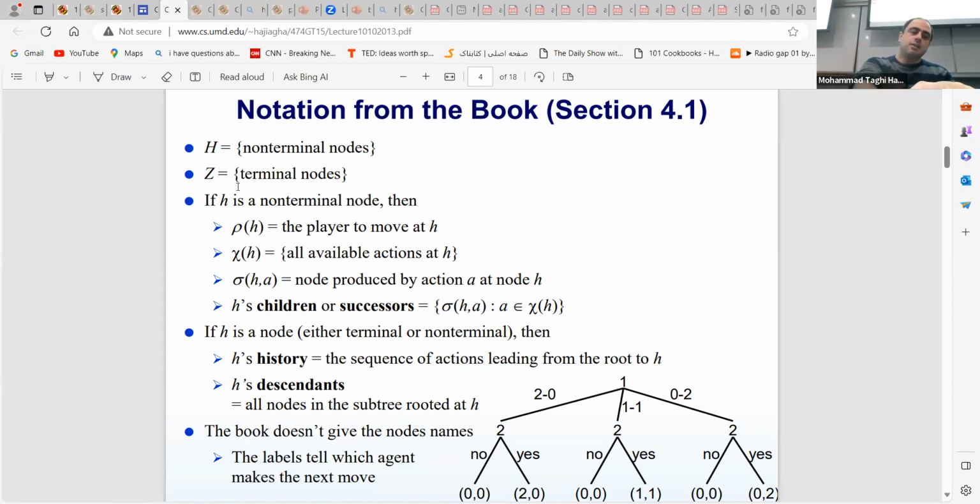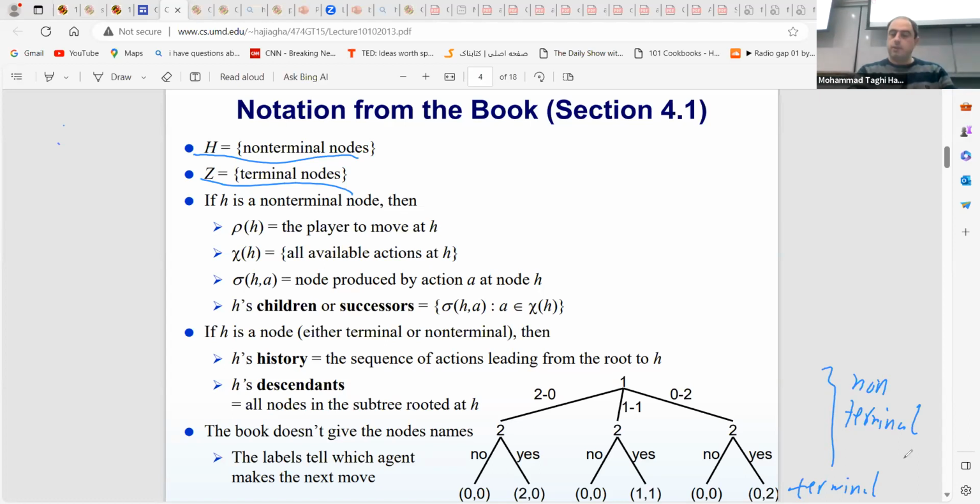Here they are considering H. So H would be all the non-terminal nodes, and terminal nodes would be Z. So here we will say that these are the terminal nodes, and H are these nodes.